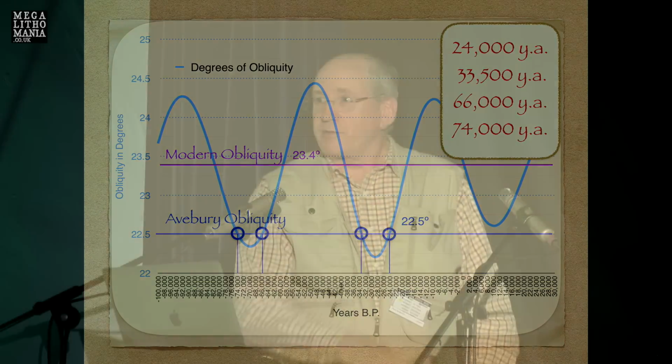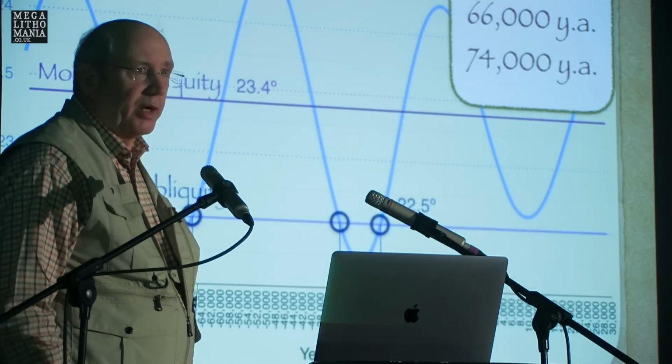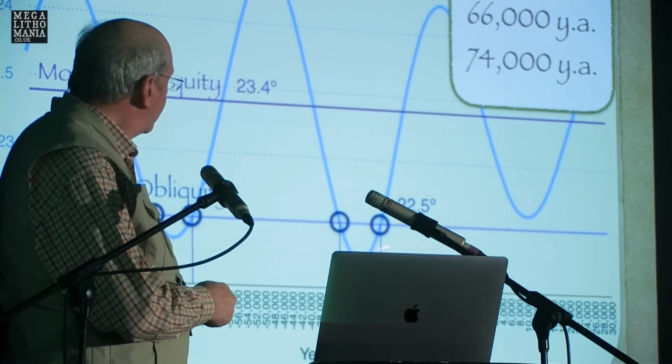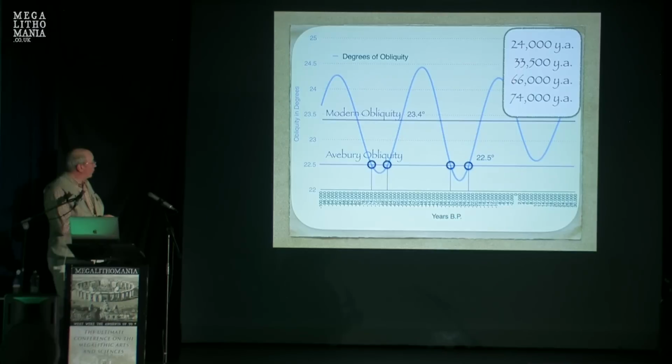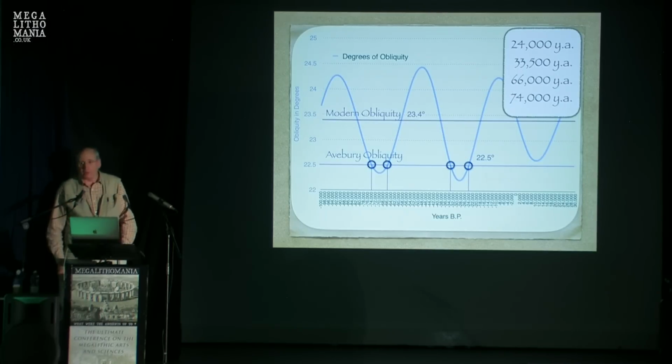So take your pick. You've got a whole series of dates. We've only got 4 dates that it could possibly be. If this was the idea behind the designer of including that 22.5 degree obliquity angle for Avebury, these are the 4 dates that you get: 24, 33, 66, or 74,000 years ago.